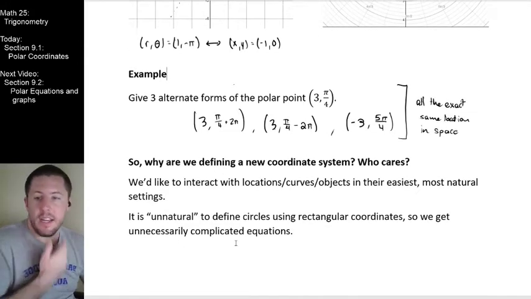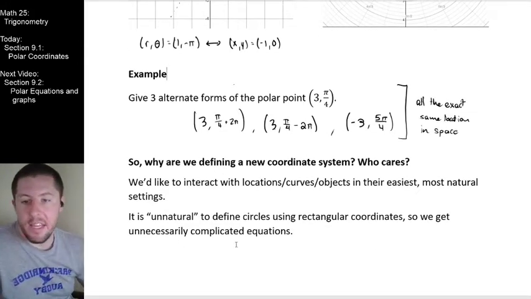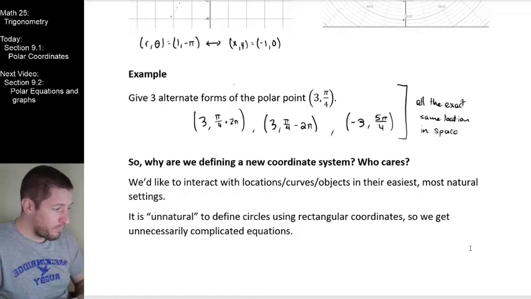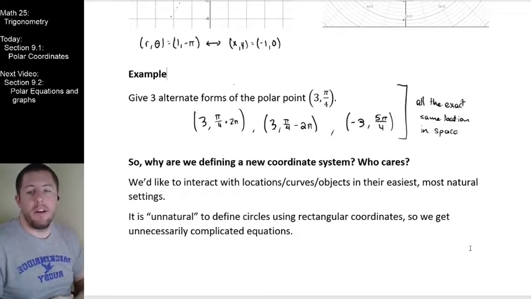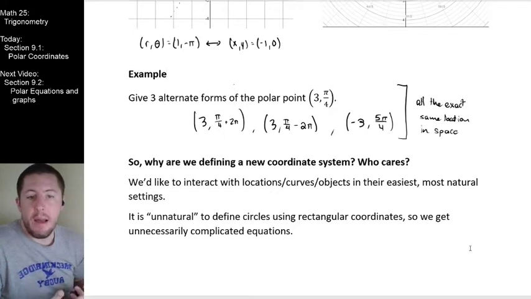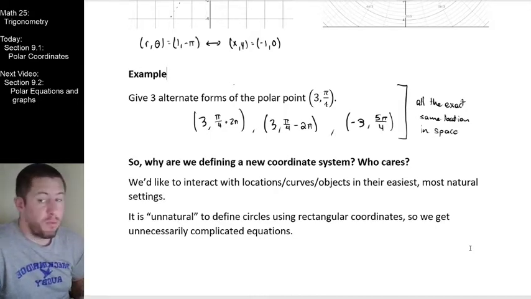So we should stop for a second and do the important whiny thing that's actually a good academic thing here, and say, who cares? Why are we even talking about this? What does this have to do with anything here? Why should we be learning this? Well, our deal here is that math gets hard, right? What we want to be able to do is interact with locations in space or curves in space, or more generically just objects, in their easiest, most natural settings. It seems like there are some unnatural descriptions that we run into, like trying to describe circles, which seem like they're probably really well defined by radius and angle.